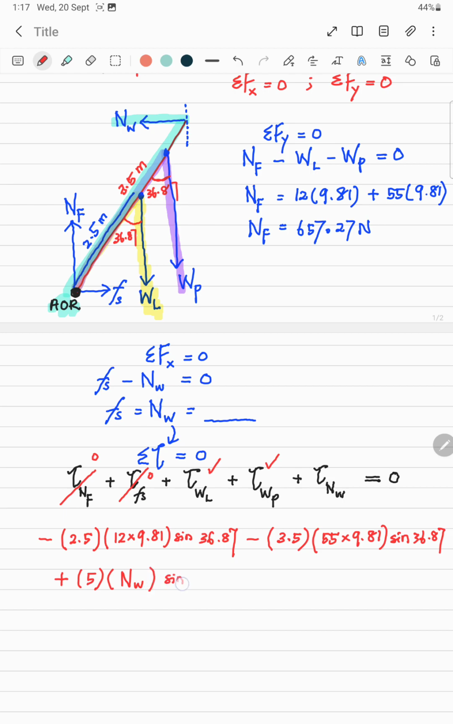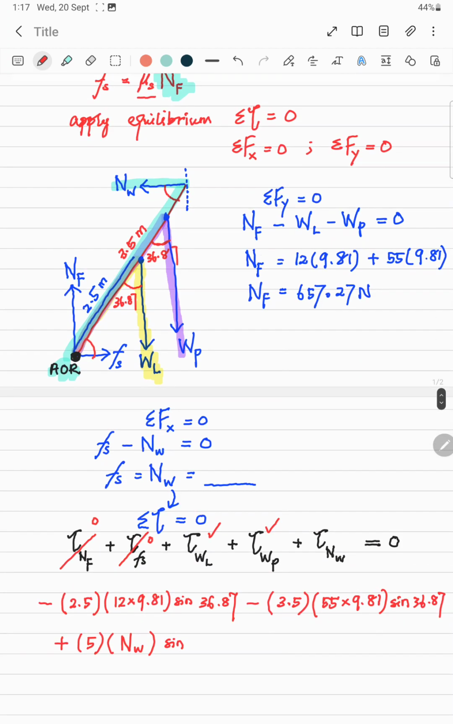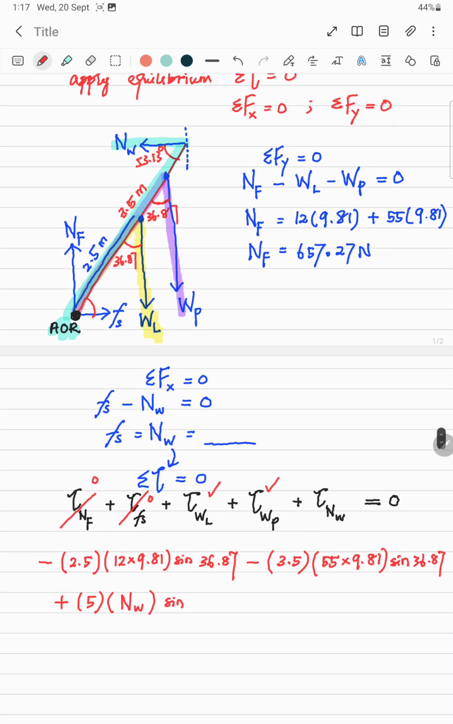So the angle between the force and the distance will be this one, which equals 53.13. So we put in 53.13, and we already have the torque produced by the normal force of the wall. All of this will equal 0. Then we solve it using a calculator.